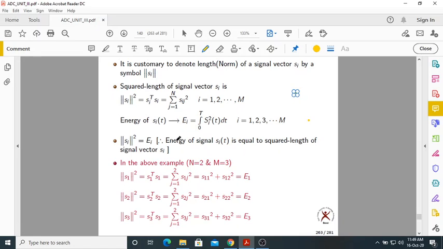So in the above example, what is norm S1 squared? That is S1 transpose into S1, which equals S11 whole square plus S12 whole square. In the same way, what is the square of the length of the signal vector S2? That is norm S2 squared, equal to S21 whole square plus S22 whole square. Same thing here. The square of the length is also equal to the energy of the signal, E1, E2, E3. So this is also very, very important.